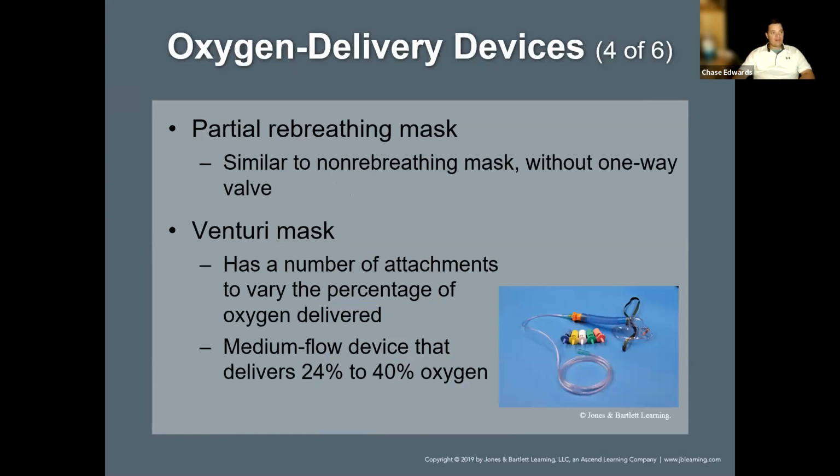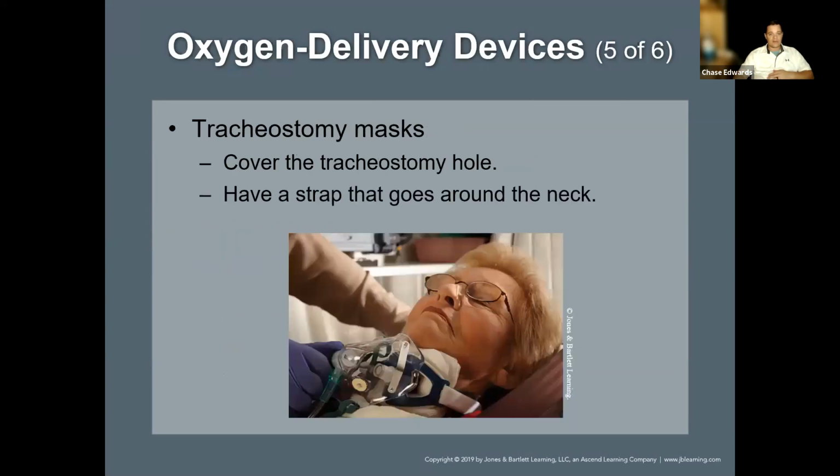So partial rebreathing mask, that's just a normal breather with no bag, right? It's good for patients that are experiencing hyperventilation syndrome. And then you have the Venturi mask. It's got a bunch of attachments. You can see the colors there, and the air is drawn into the flow of oxygen as it passes through the hole in the line. The different colors vary the oxygen as it goes through there, 24 to 40%.